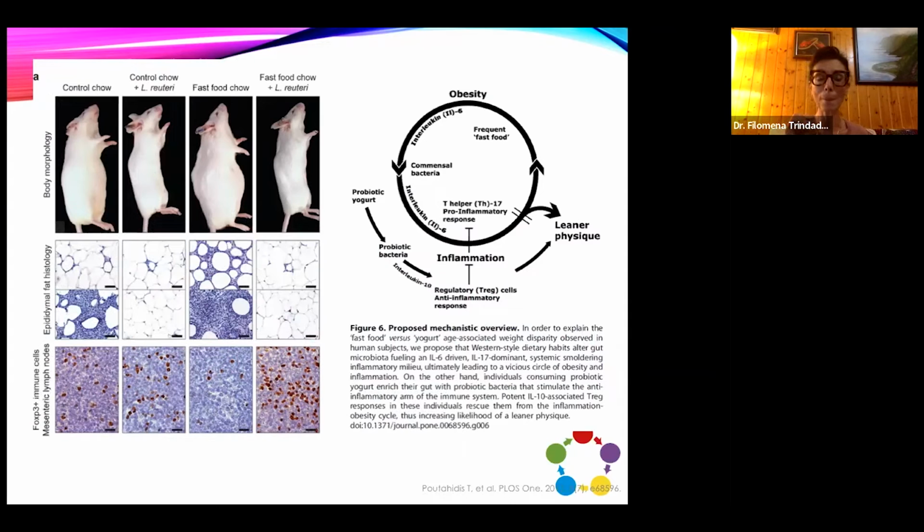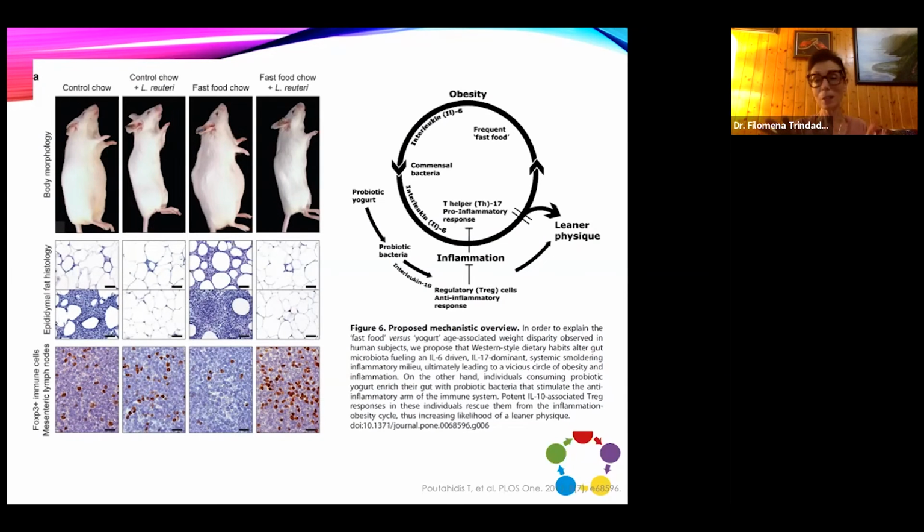This is a study done on mice where they had the control chow, and then they had a very fattening, what I call my fast food chow. The mice in this case received the fast food chow. If they were given the Lactobacillus rhamnosus, they did not gain weight.